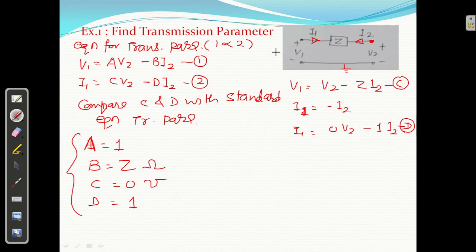Directly, without doing anything. Clear? So this is the way of finding the transmission parameter. So I got these transmission parameters: A equal to 1, B equal to Z, C equal to 0 and D equal to 1, right? Now I'm going to discuss one more numerical.